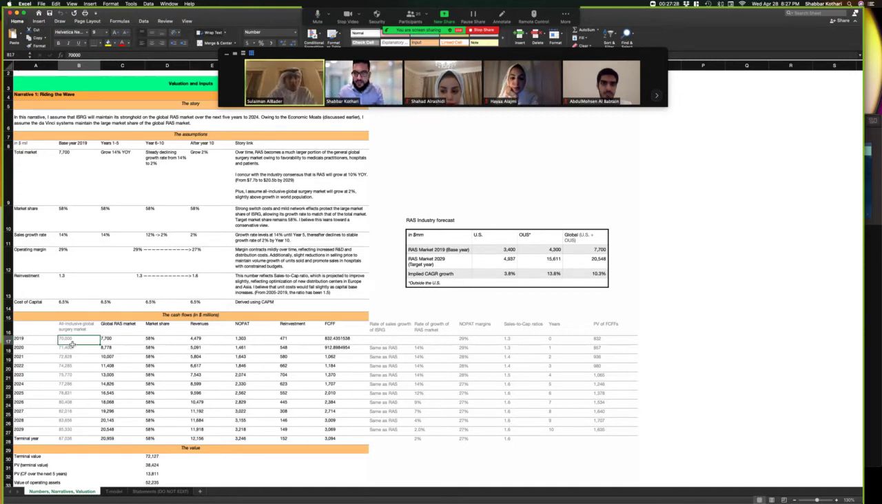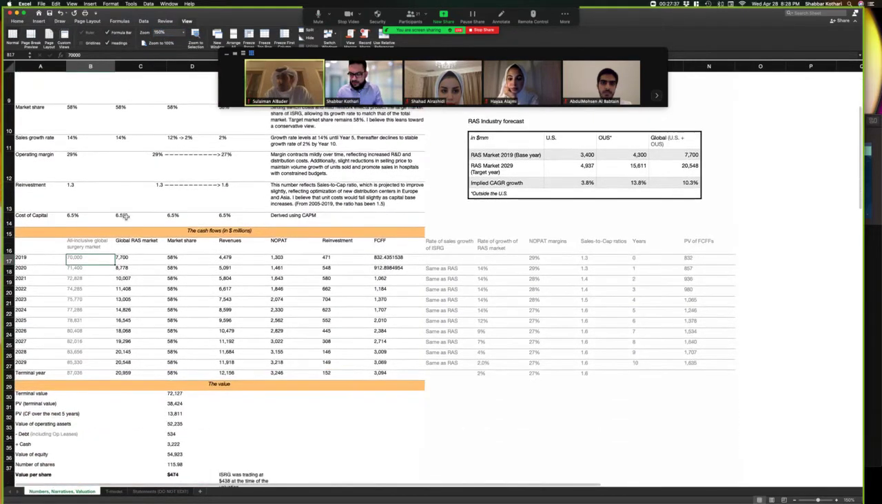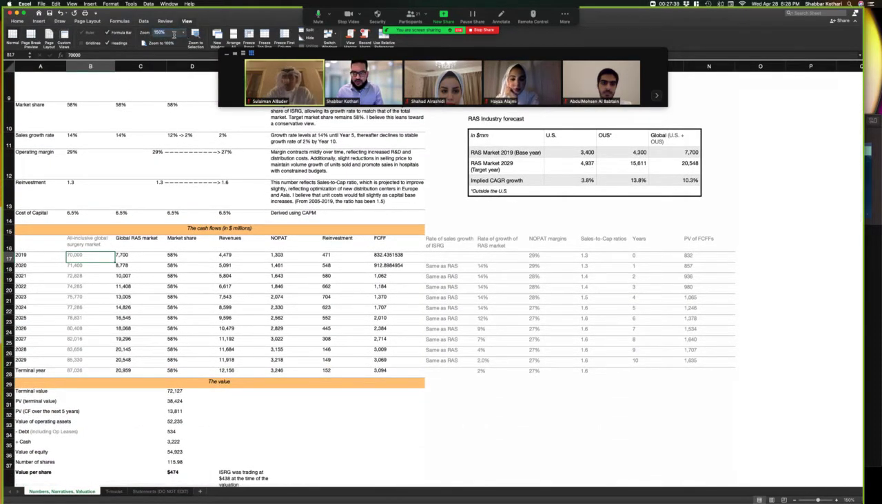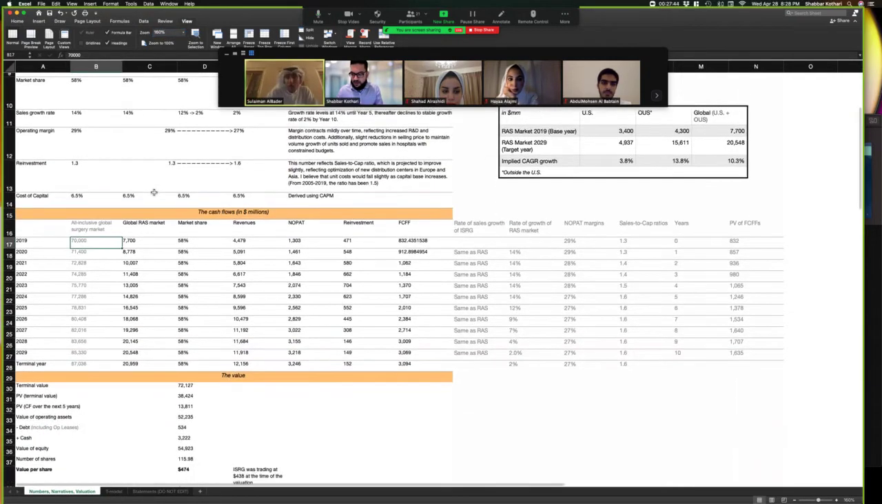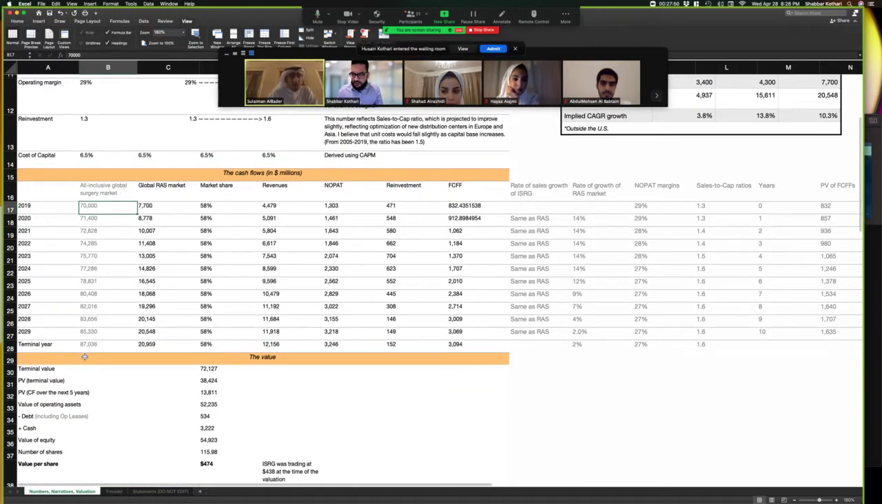Do you mind if you zoom in? Yeah, of course. Of course. Yeah, please. Let me know, Sulaiman, if I should go further in. Some more? Just a little bit, yeah, because now we don't need the assumptions as much, right? No, we don't. Yeah, we're focusing on the exact numbers and how the DCF is playing out. Is this okay?